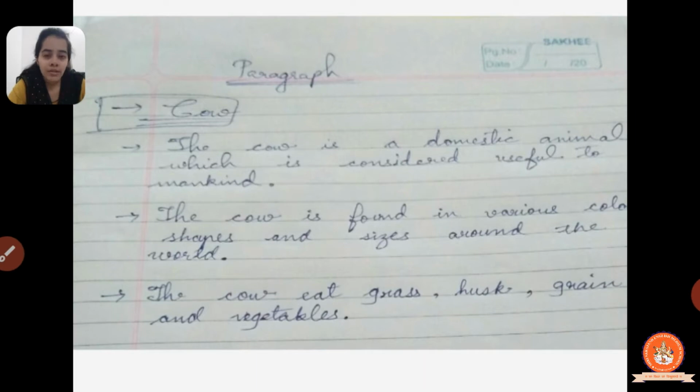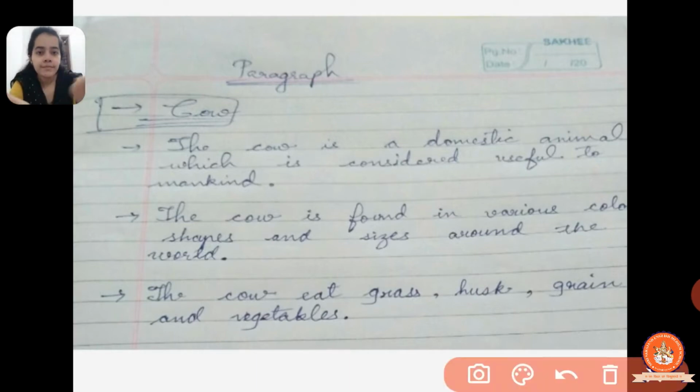Did you notice that in these three sentences, there are words which are repeated again and again? Can you find them, students? Yes, here is the answer. I have repeated the words "the cow" in the beginning of all these sentences. Why have I repeated "the cow"? Here I'll explain.